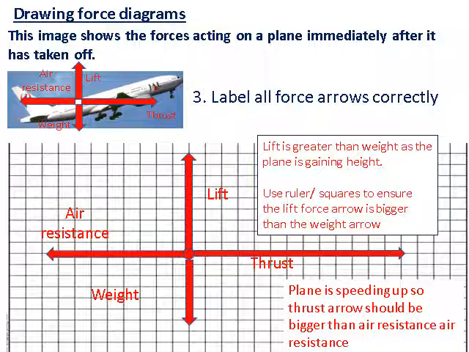So you need to write next to your arrow pointing upwards, lift. The arrow pointing to the right should be thrust, and the arrow pointing downwards should be weight, and the arrow acting against thrust is called air resistance. If you want to, you can just call that drag.